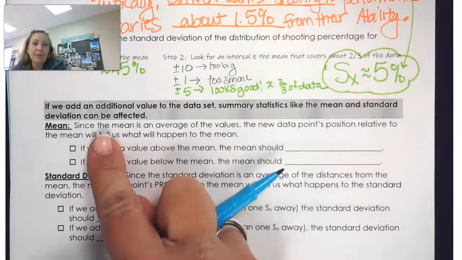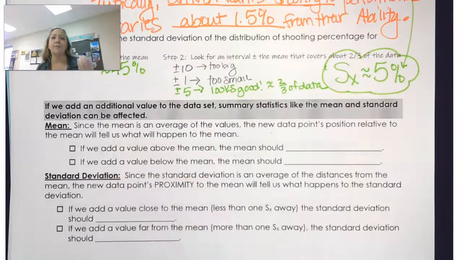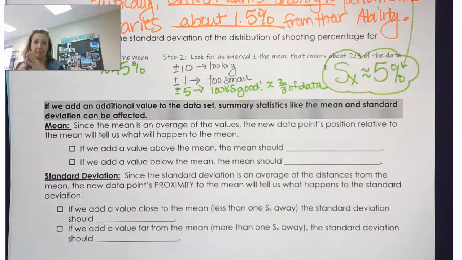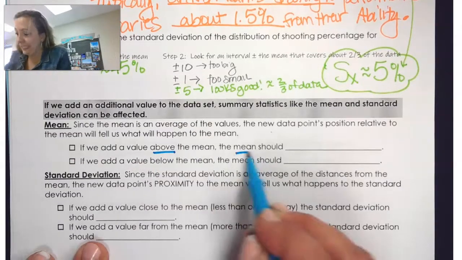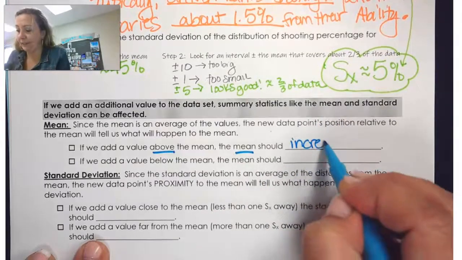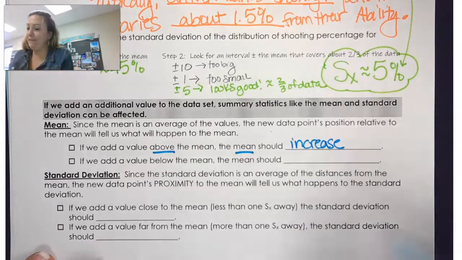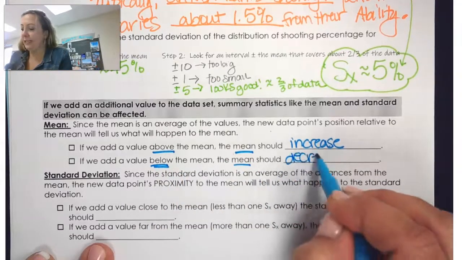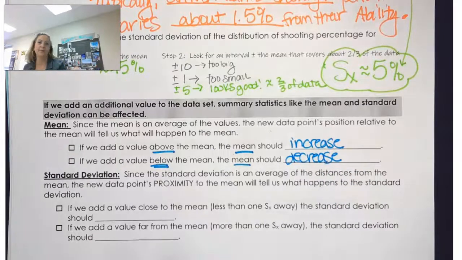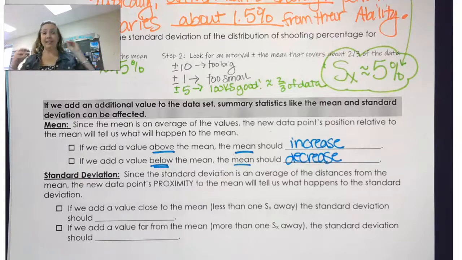The mean is an average of the values, so that means that the new data point's position relative to the mean will tell us what will happen to the mean. So if we add a value above the mean, the mean is also going to increase. And if you add a value below the mean, then of course the mean is going to decrease. So if you add anything above, the mean's going to go up with it. If you add anything below, the mean's going to decrease with it.